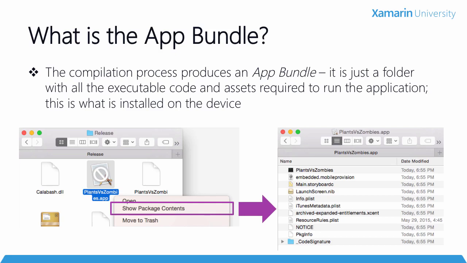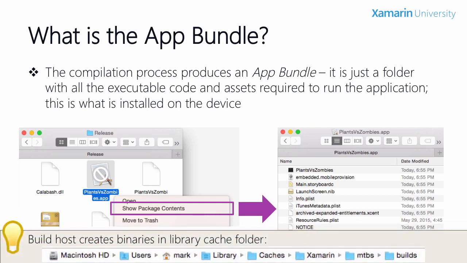If you're using Visual Studio, then the build host is going to actually create this app bundle for you, and you'll find that it places it into a cache folder. Today it's located at Library Caches Xamarin. And in that folder, you'll find the different builds of your application. And so again, you can switch over to your build host and go explore that package if you need to be able to see what's inside of it.